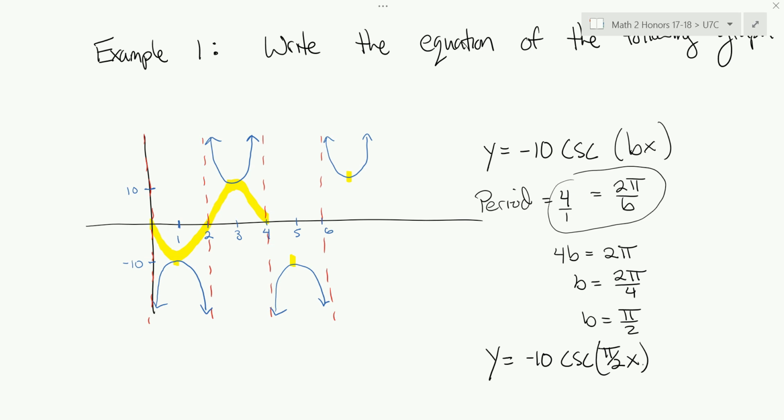Question on this one? Yeah. And then set it equal to 1, or? So you multiply what times what? 2 pi. For what? What are you trying to find?